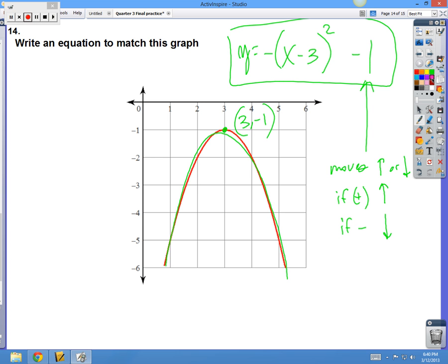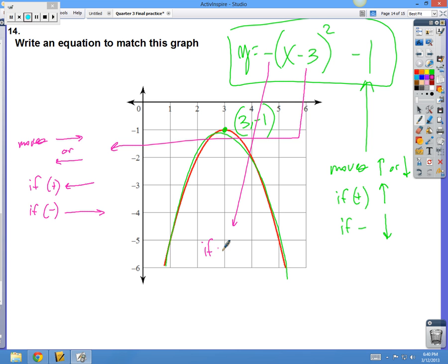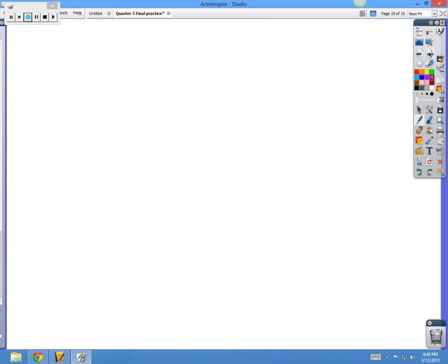So if you can make some notes, let me go over right here. This number moves right or left. If it's positive, then it's going to move it left. If it's negative, then it goes right. And then this guy right here, if negative, then it's going to open down. If it's positive, then it's going to open up. And that is it.